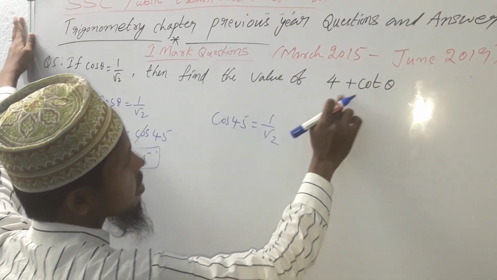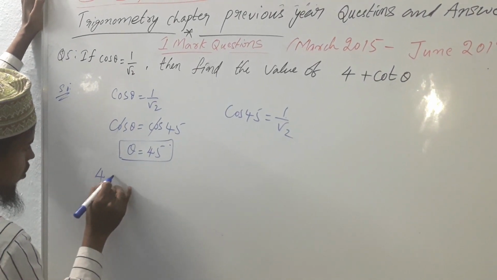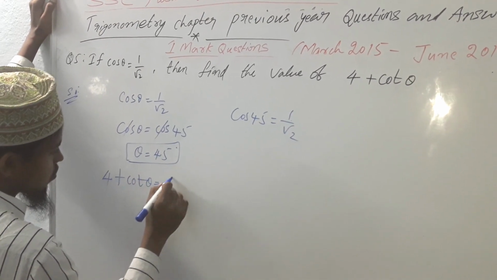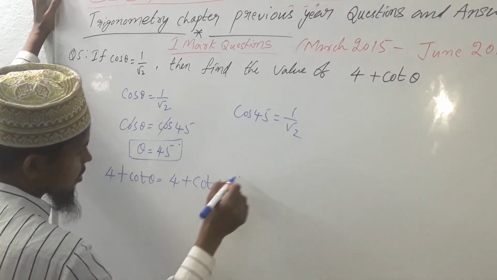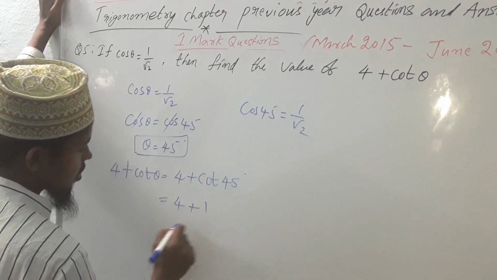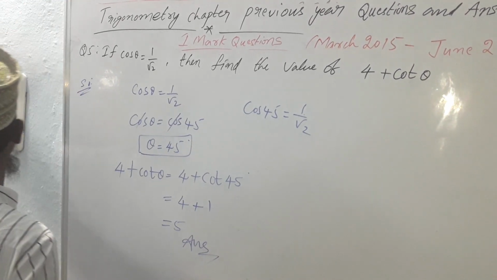Now you have to substitute theta equals 45 in 4 plus cot theta. 4 plus cot theta is equal to 4 plus cot 45 degrees. 4 plus cot 45, which is 1, so 5. That is the answer.